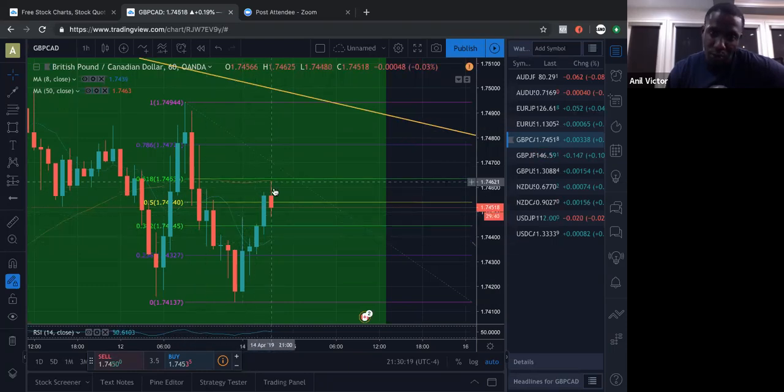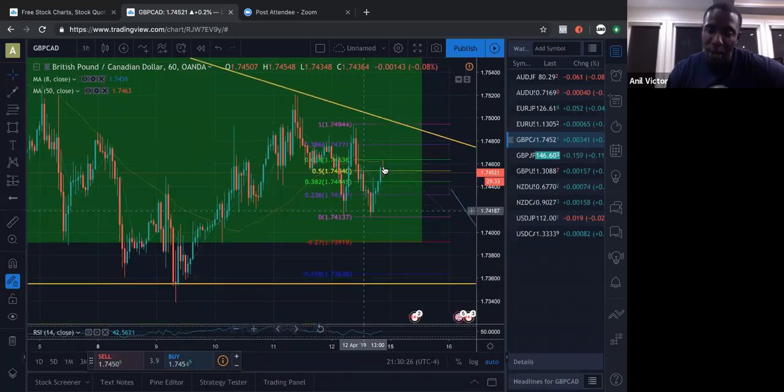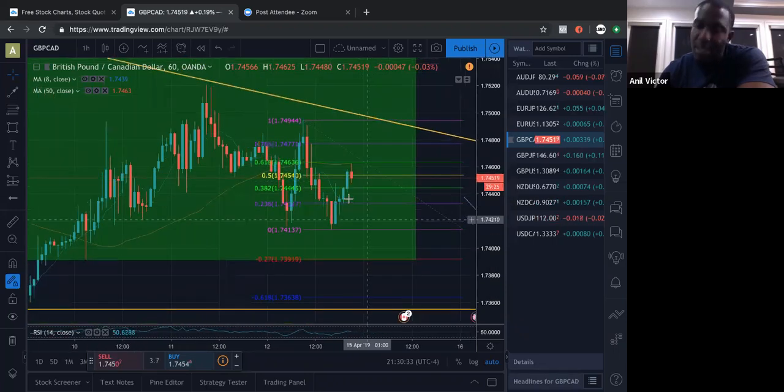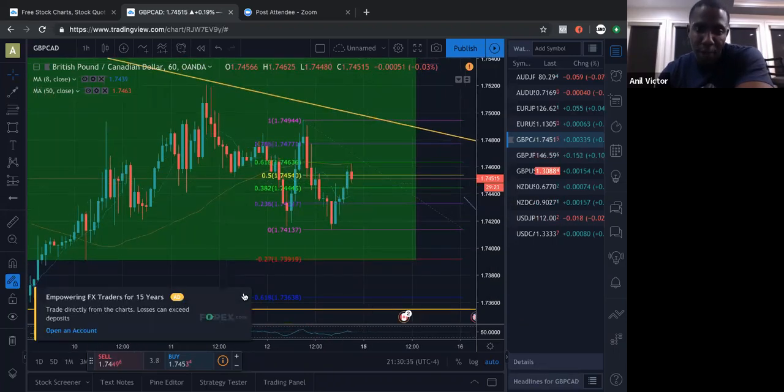Sellers are in control. Buyers are in control. Why? Because there are wicks to the downside, wicks to the upside. Sellers are in control. So we're looking for some type of sell position at this point. But we first want to gauge price action and see how price is reacting at that level before we take any type of entry. Okay?